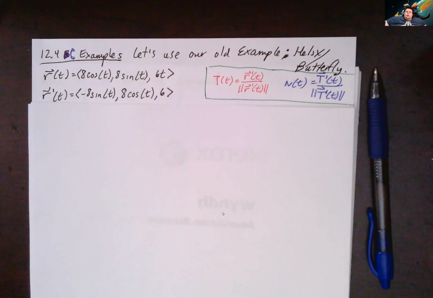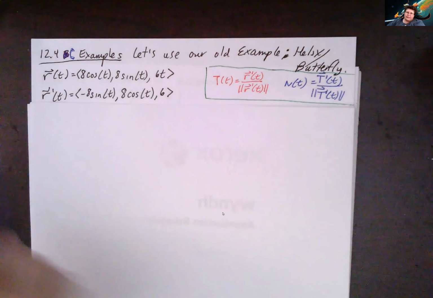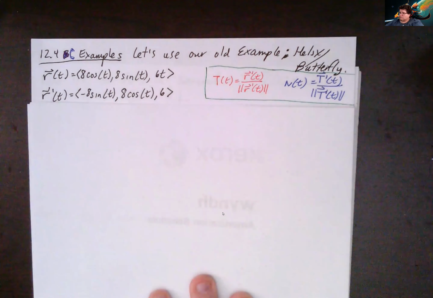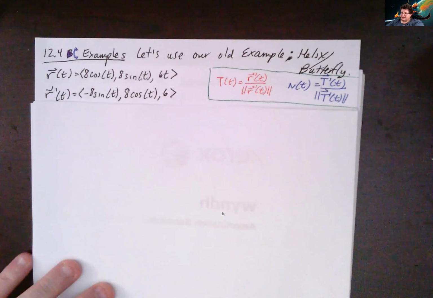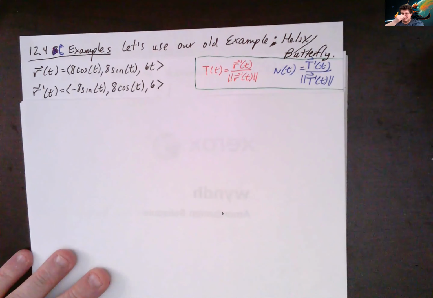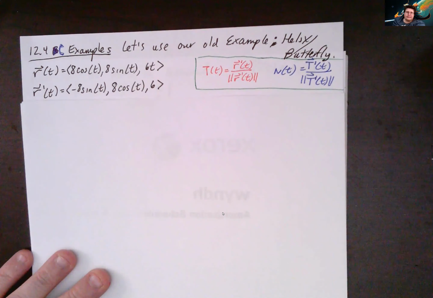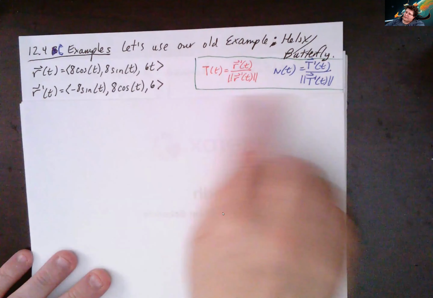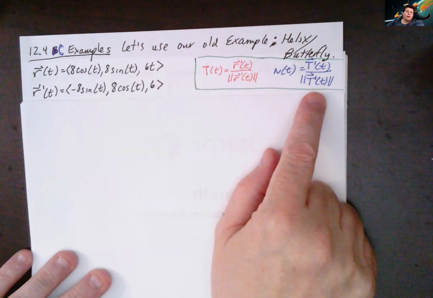This is more examples on our unit normal and binormal vectors. I'm going to do a problem completely through with T, doing general calculations for everything, and give you some tips along the way. So we're going to use our Helix problem that we did before in a previous section with the butterfly, which was 8 cosine t, 8 sine t, and 6t. I just wrote it for a reminder of what we need to look for on T and N.